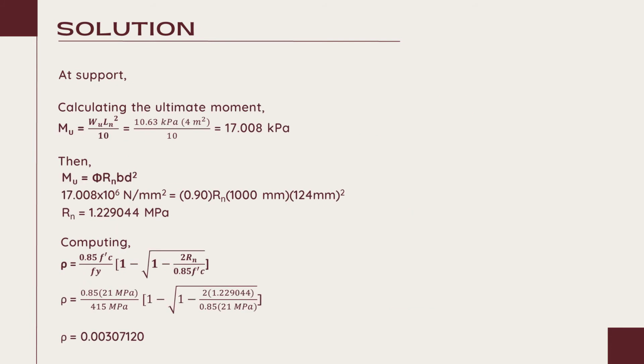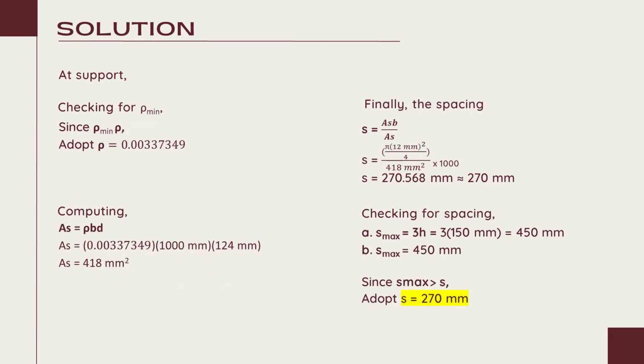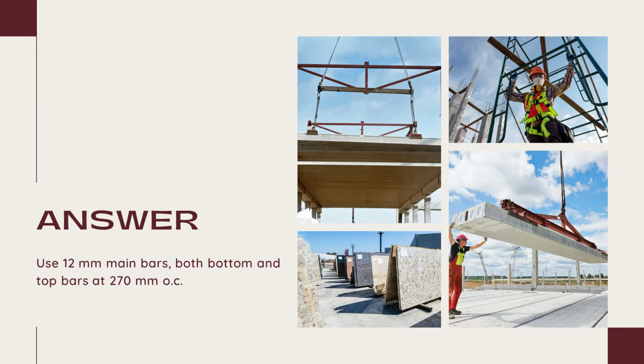The method in computing the required spacing at support is the same as the required spacing at midspan. The only difference is the computation of ultimate moment. Instead of the denominator being 16, it should be 10. The rest are the same. The computed value is also 270 millimeters. Based on the computed values, the required spacing for main bars, both bottom bars at midspan and top bars at support, is 270 millimeters.